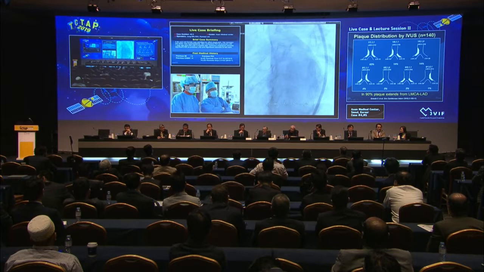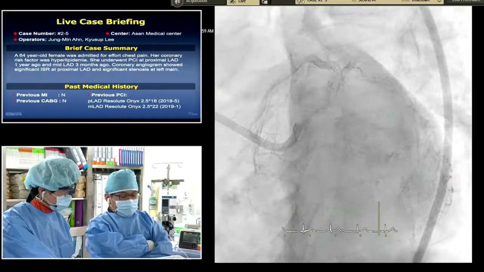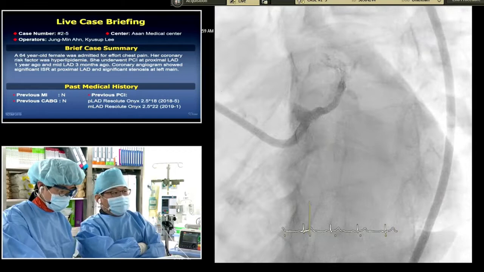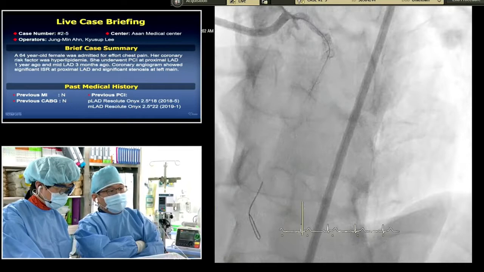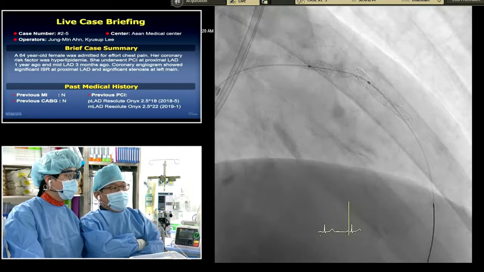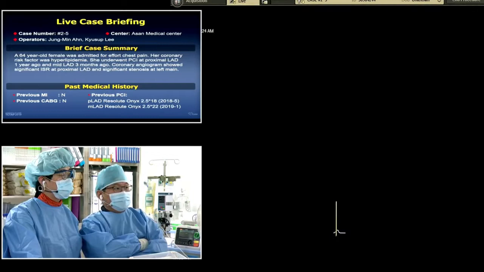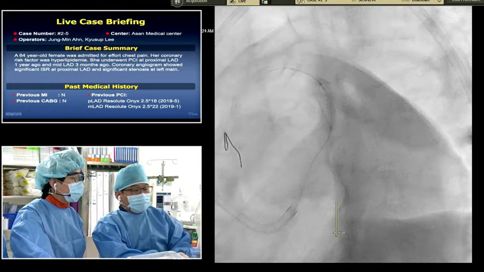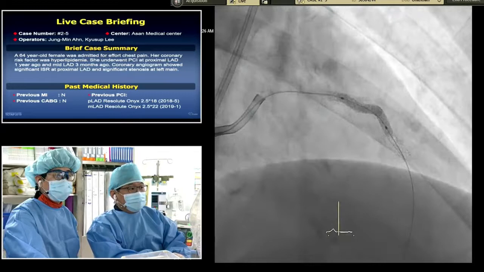Yeah. But unfortunately, in Korea, the laser and lithotripsy devices are not available now. So we only have the rotablator. So my initial plan was to try the high pressure balloon, the 2.5, and try to go to very high pressure, 28, 30, and if it doesn't work, then I would try to rotablate. So this is a 2.25 high pressure balloon. Fortunately, the high pressure balloon is well expanded. Next, this is 2.5 consecutively.